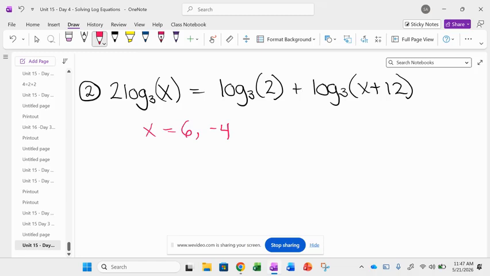Plug in the 6 works. When you plug in the -4, it'll be x squared. Ooh, but remember, where do we plug it into? The original, right? You always have to plug into the original, and the original is not x squared in the parentheses. The original is 2 times log base 3 of x. So this is saying 2 times log base 3 of -4. Can 3 to some power ever equal -4? No. So we reject it based on that immediately.